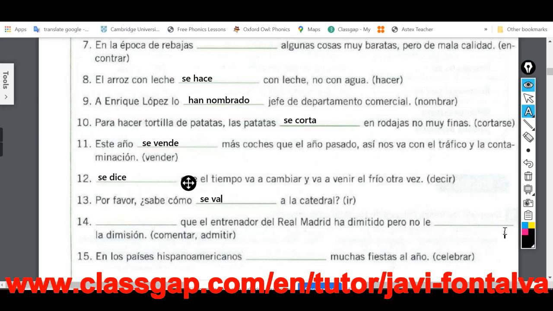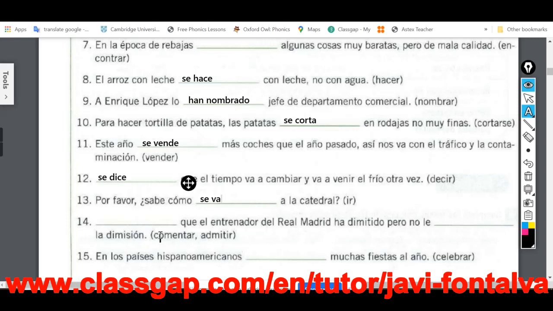In Spanish, it's not as weird as in English. It's quite common, actually. So you could say like this: ¿Sabe cómo se va a la catedral? Or you could personalize it. So you could say, ¿sabes cómo voy a la catedral? Or, ¿sabes cómo se puede ir a la catedral?